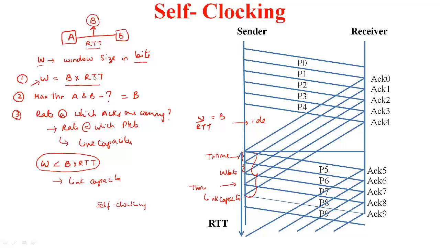This W matters in the sense that during this time, you don't want to stay idle. You still want to send packets. So this self-clocking, where the rate of arrival of ACKs conveys information about the link capacity, is a very useful feature.